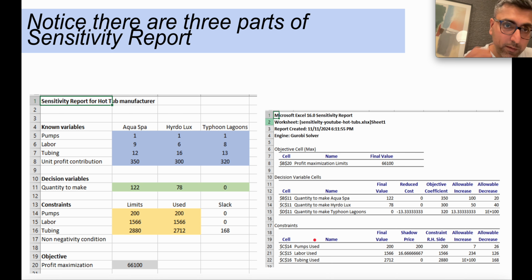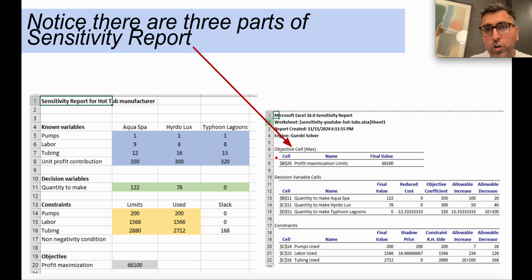So the goal here is to generate the sensitivity report, and I showed you how to do it. Second, understand all aspects of the sensitivity report so that we can answer questions. What happens to my optimum solution if some of these coefficients change? The coefficients around these variables, the coefficients around the profit margin. Let's say some of these change. How will it change my optimum solution? So let's take a look and understand the sensitivity report in detail.